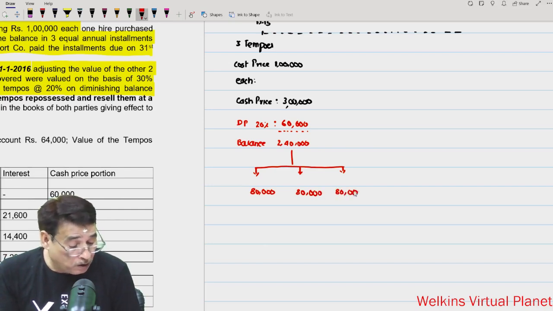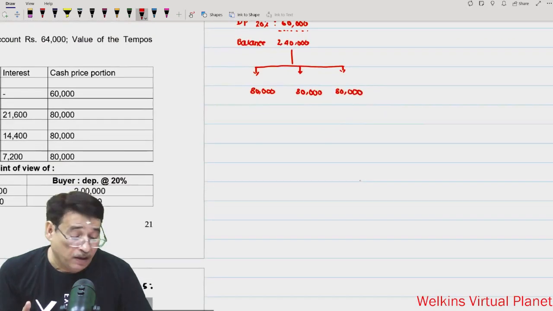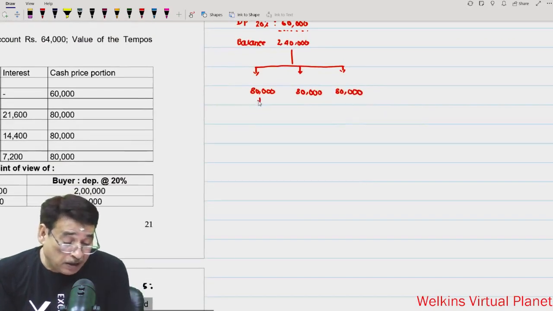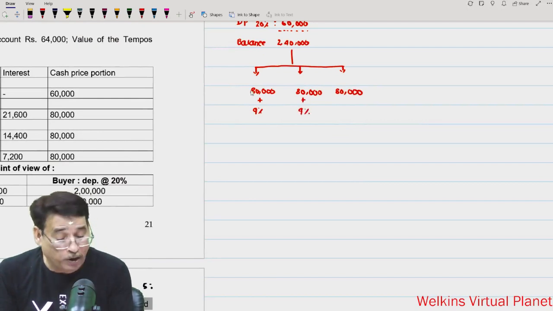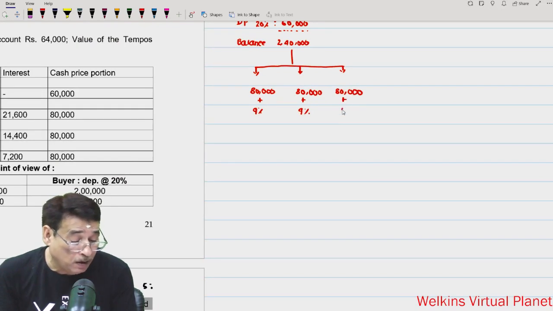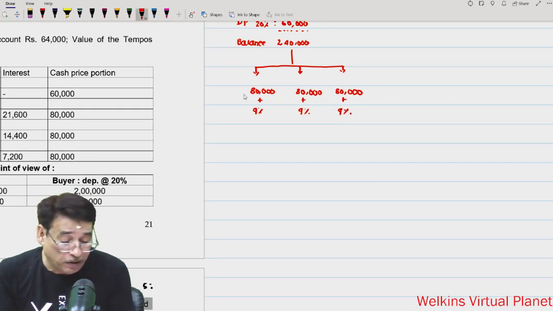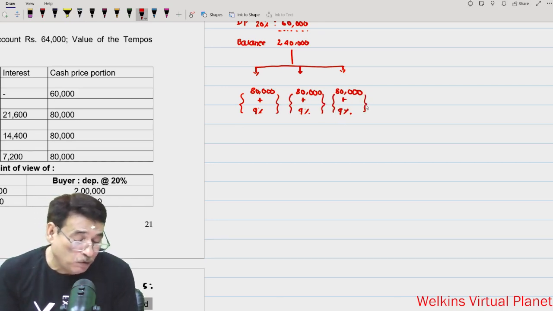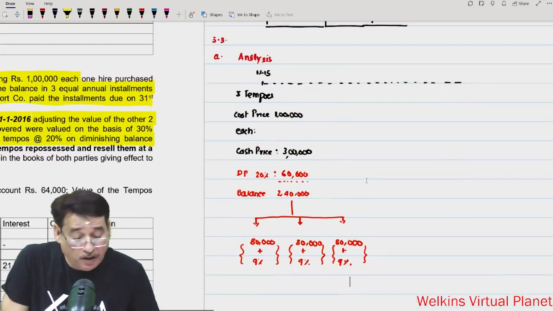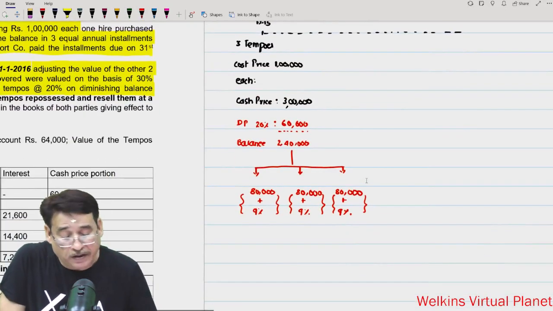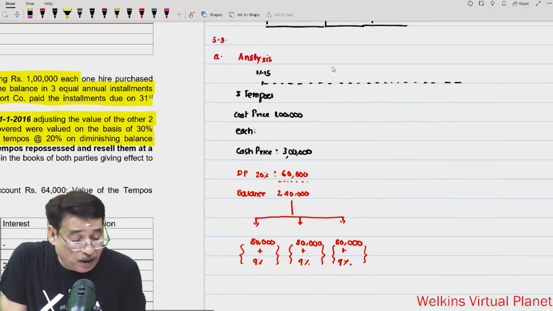But the question has also stated that your installment will be 80,000 plus 9% interest. Plus 9% interest, then it will become gross installment because 80,000 is your pure installment. Now it will become gross installment. Then we will add 9%. Is it clear to you or not? So this is how we have to move about in this particular question. Secondly, your rate of interest is also known to you now.